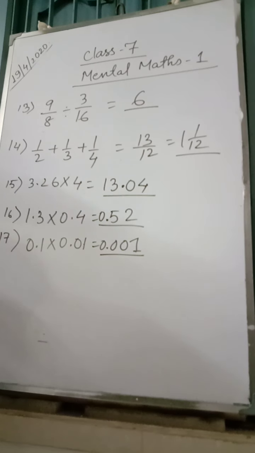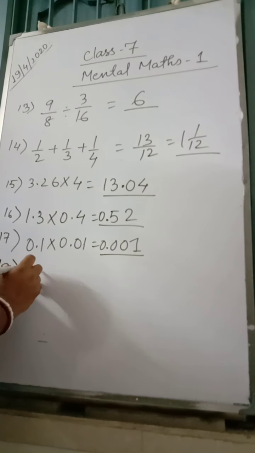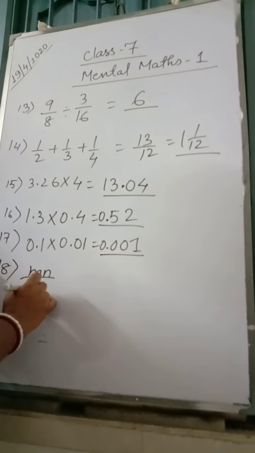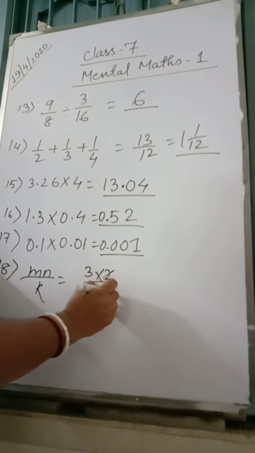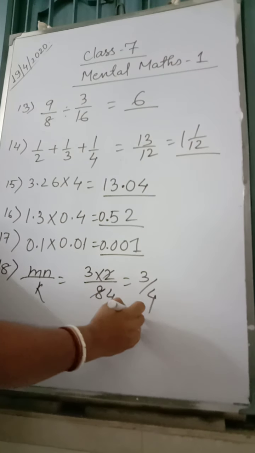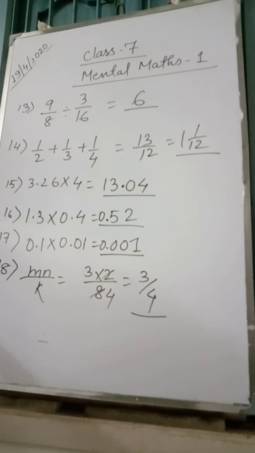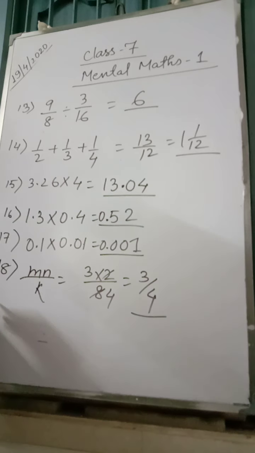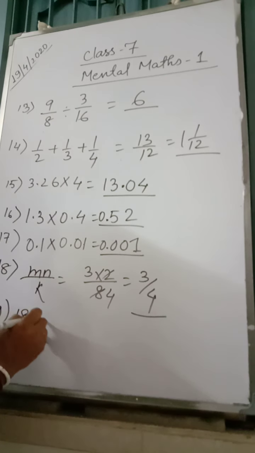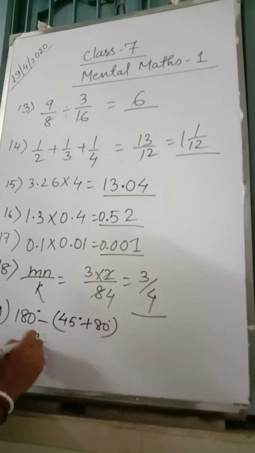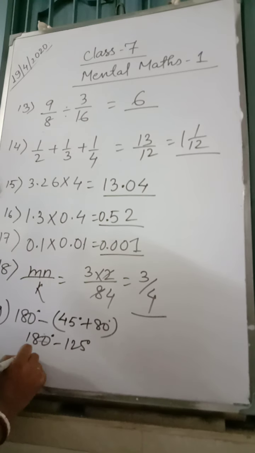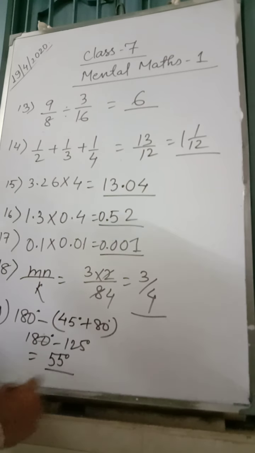If k is equal to 8, m is equal to 3 and n is equal to 2, then mn by k: m's value is 3, n's value is 2, by 8. So 2 fours are 8, it is 3 by 4. The measures of two angles of a triangle are 45 and 80. Then the third angle will be 180 minus (45 plus 80), 180 minus 125 degrees, or 55 degrees will be the third angle.